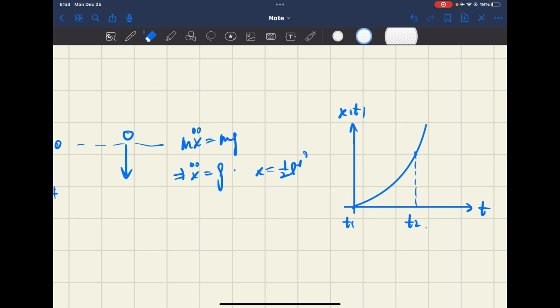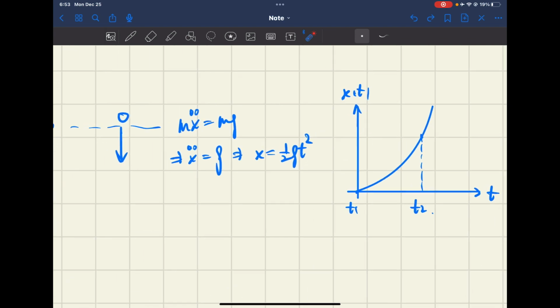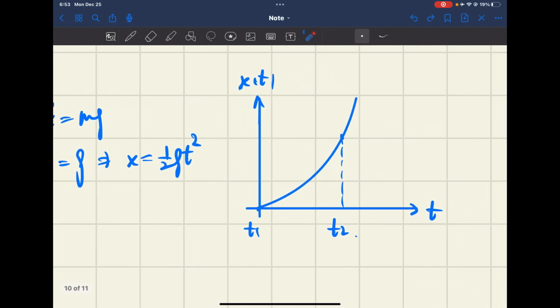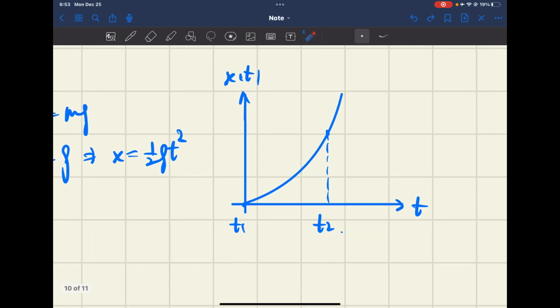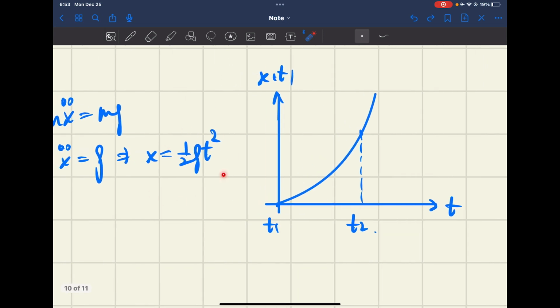Oh, sorry, it's here. x equals half of g times t squared. I think that's quite easy to get. So if we draw the graph of this equation, we will get a parabola, obviously, from t1 to t2. The path, also the trajectory, is this line.